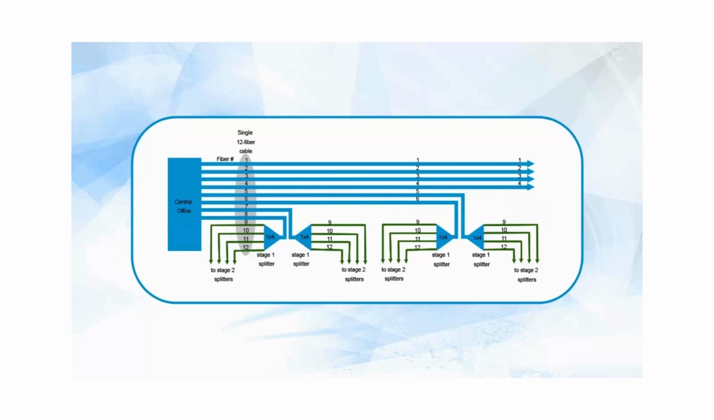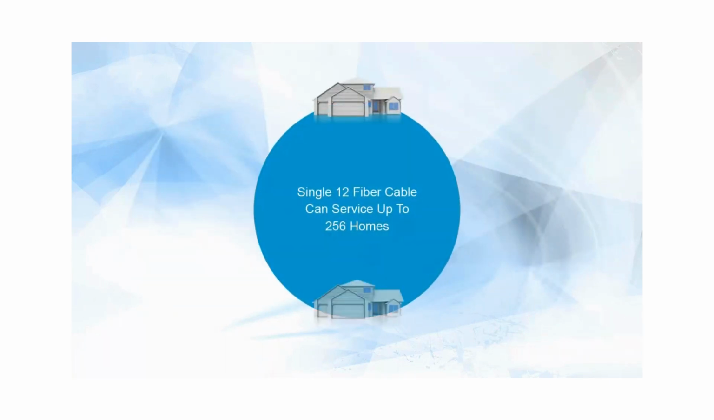Since the distribution fibers 9 to 12 do not directly connect back to the central office, they are reused throughout in each local area. The figure illustrates this fiber reuse architecture. Fibers 9 to 12 in the cable are reused 8 times because there are 8 segments, one segment for each feeder fiber from 1 to 8. Thus, a single 12-fiber cable can service up to 256 homes by combining feeder and distribution functions.